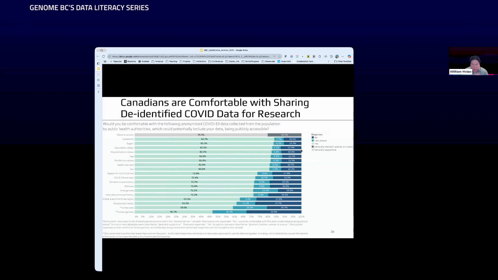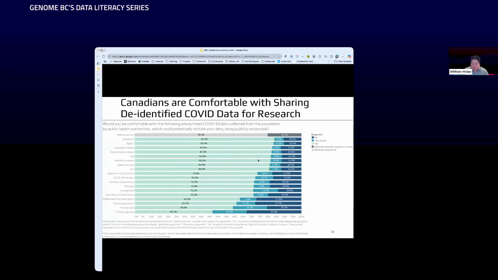So the question really is, do they think that this de-identified data can be made available without prior consent? And actually, what we found is quite promising, although this, of course, was done during the pandemic, that Canadians are by and large comfortable with sharing de-identified COVID-19 data for research that can be obtained through public systems and registries. So you can see here for things like symptoms, geographic regions, vaccine status, hospitalization status, age, reinfection status, health outcomes, sex, and reason for COVID testing, and so on.